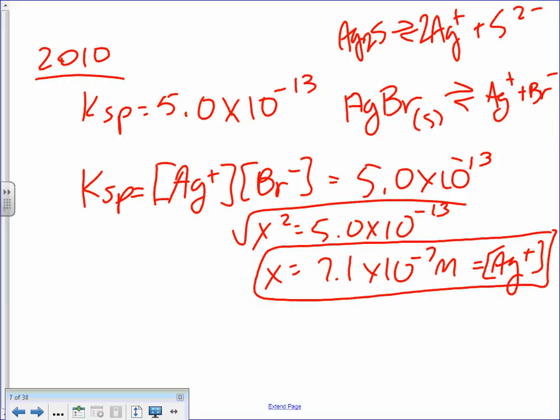A 50 milliliter sample of distilled water is added to the solution described in part B, which is in a beaker with some solid silver bromide at the bottom. The solution is stirred and the equilibrium is reestablished. Some solid silver bromide remains in the beaker. Is the value of Ag+ greater than, less than, or equal to? Why equal?